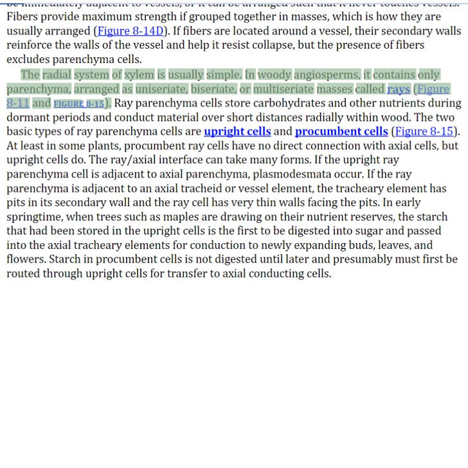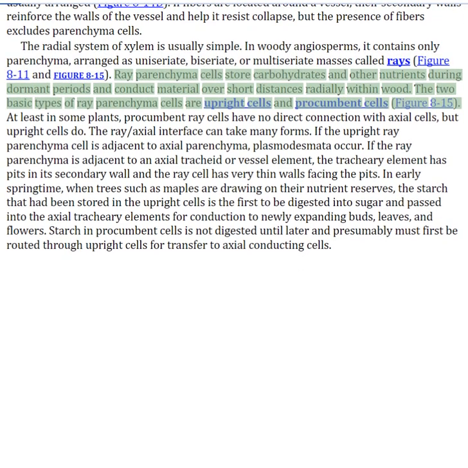The radial system of xylem is usually simple. In woody angiosperms, it contains only parenchyma, arranged as uniseriate, biseriate, or multiseriate masses called rays. Ray parenchyma cells store carbohydrates and other nutrients during dormant periods and conduct material over short distances radially within wood.